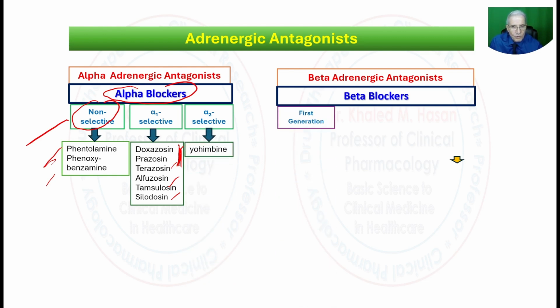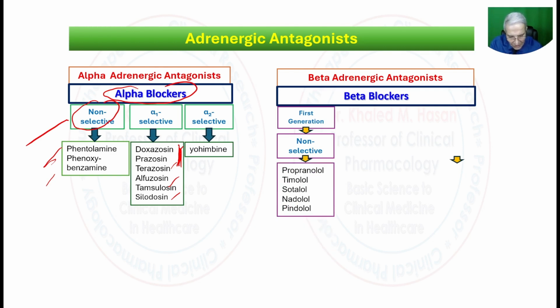Now we move to the beta blocker, or beta adrenergic antagonist. We have first generation. Number one, non-selective. First generation means they block beta 1 and beta 2. Here we talk about beta 1 and beta 2. Non-selective: propranolol, timolol, sotalol, nadolol, and pindolol.